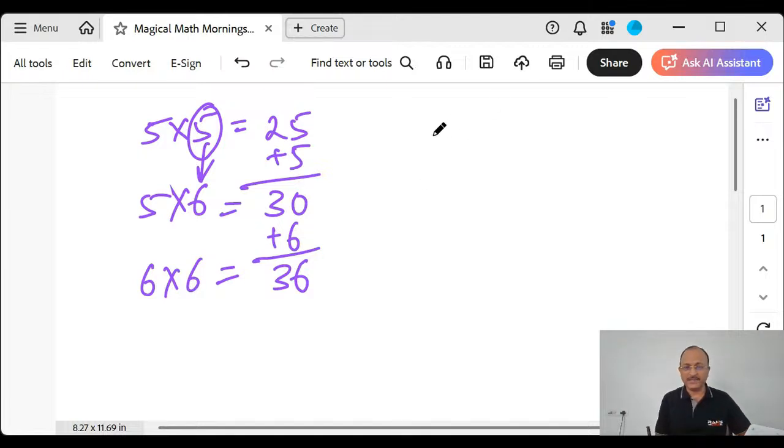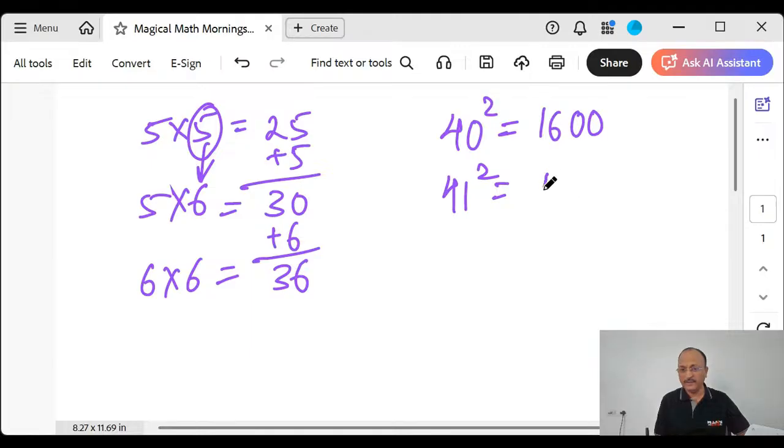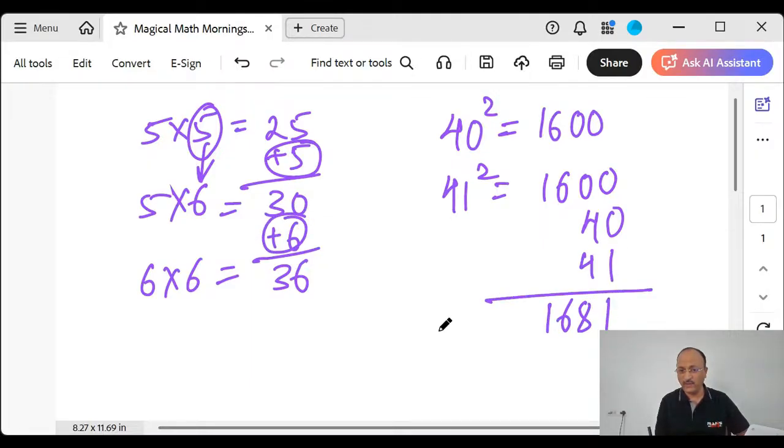Okay, let's take one simple example. Suppose you know 40 square. 40 square is very simple, correct? 4 square is 16, 2 zeros, that is 1600. You want to find 41 square. What will you do? To 1600, you add that number again, 40, and then you add its successor, that is 41. What do you get? 1681 is nothing but 41 square. Simple. That means once you know the square of a number, you add that number and its successor, you will get the square of the successor.